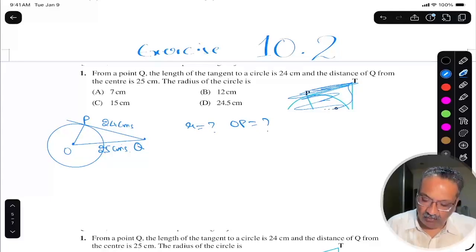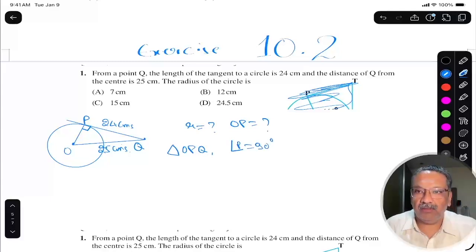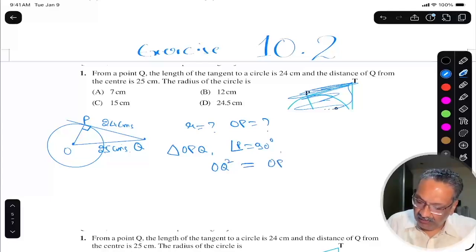In this diagram, what do we know? From theorem 1 we know that the radius to the circle at the point of contact of the tangent is perpendicular to the tangent. So this will be 90 degrees. So we have got in triangle OPQ, angle P is 90 degrees. Therefore, it is a right angle triangle. So we can use Pythagoras theorem. What does Pythagoras theorem say? The square on the hypotenuse, that is OQ square, here OQ is the hypotenuse, is equal to the sum of squares on the other two sides.